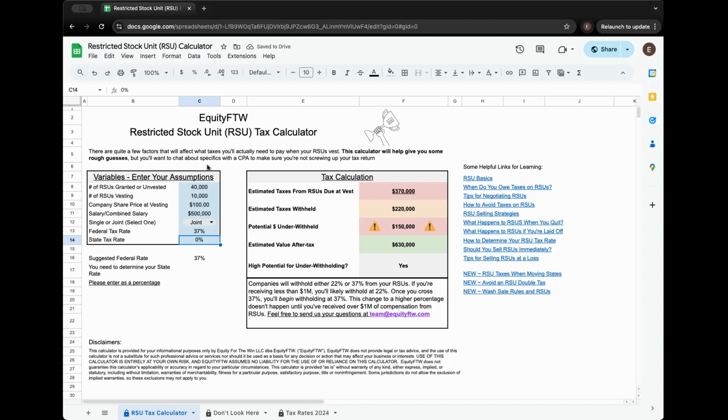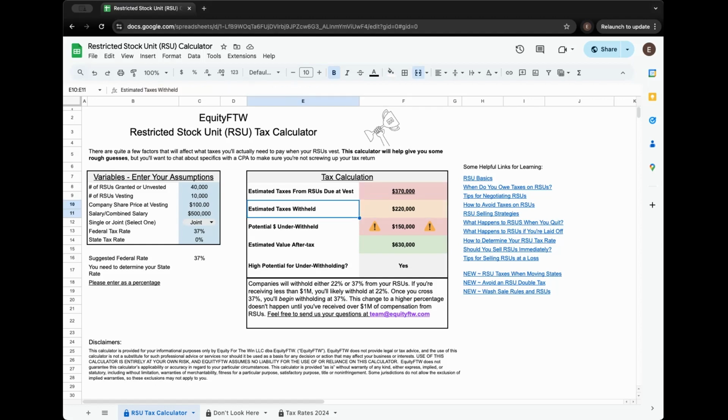So in this example that I've made up on the spot, we have 10,000 RSUs vesting at a share price of $100, and your combined salary is $500K. You are married, filing joint, and your federal tax rate assumption is 37%. So this will tell you what your expectation of taxes are. So this is saying at 37%, you would owe $370,000 in taxes.